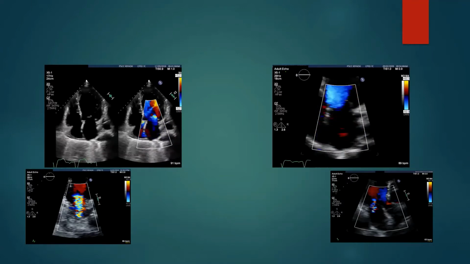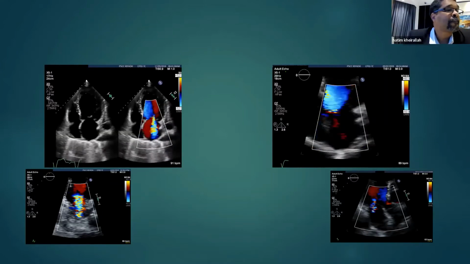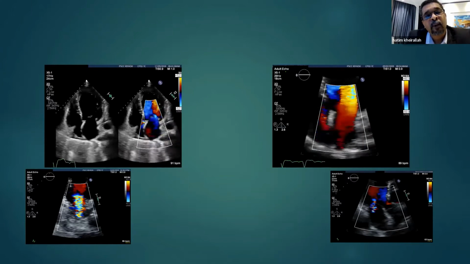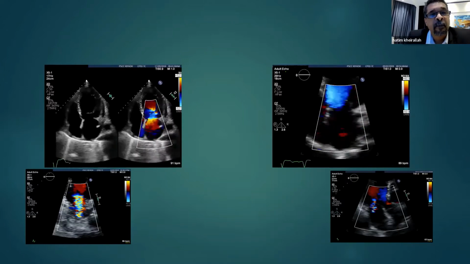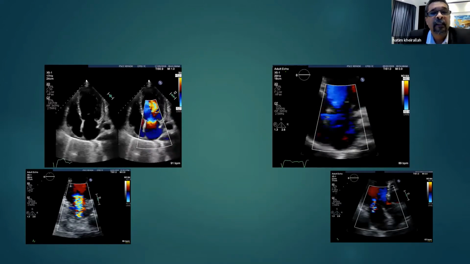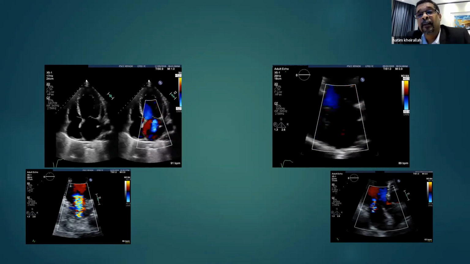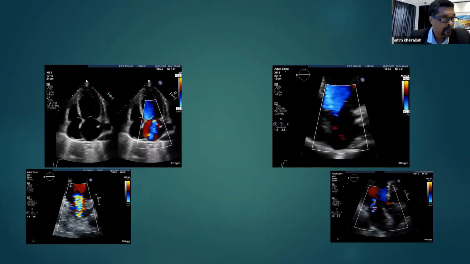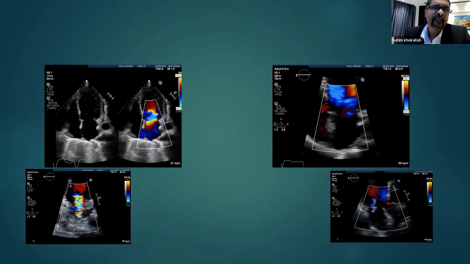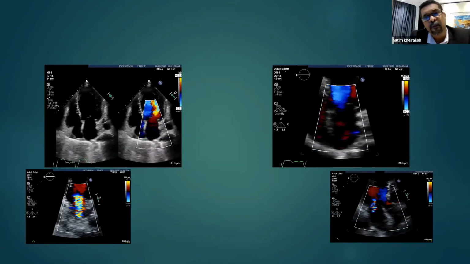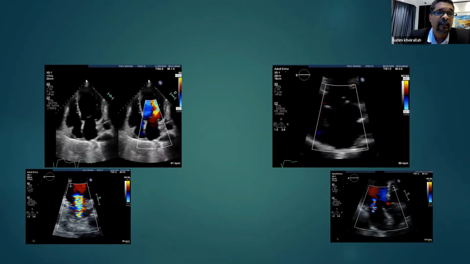That's an impression, right? So it will be largely speculative if you just rely on the jet eyeballing. That's why you should always, if possible, employ some quantitative measures like the vena contracta, the jet, the flow convergence with PISA, and the volumetric assessment. If it's really severe you might not need to, but sometimes you need quantification even for severe mitral regurgitation, for procedural purposes and stuff like that.